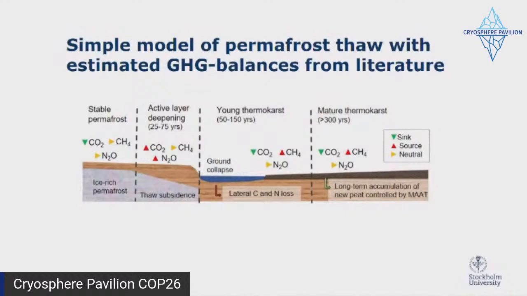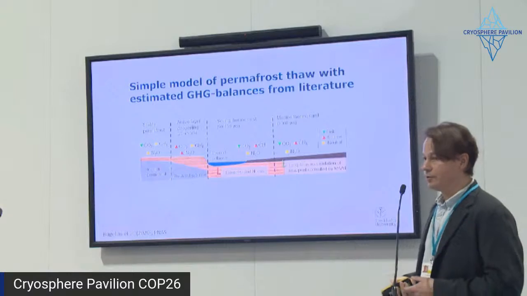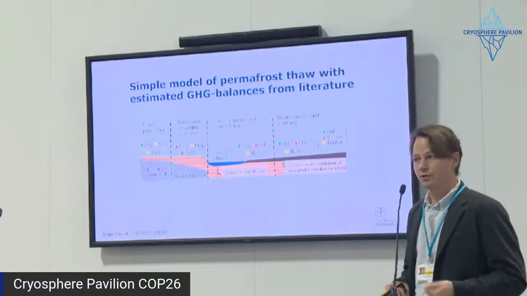This graph here illustrates a very simple model that we developed of how permafrost thaw affects the greenhouse gas balance of a peatland. It starts with stable permafrost on the far left, and then goes to slow deepening of the active layer, so how much the permafrost thaws every summer, to a collapse where you get a lake or a wet fen, and then you actually have regrowth of the permafrost. No, not of the permafrost, but of the peat again as climate warms. And the arrows show if it's a sink, neutral, or a source.